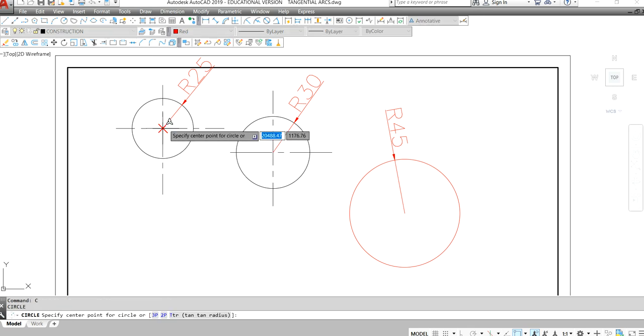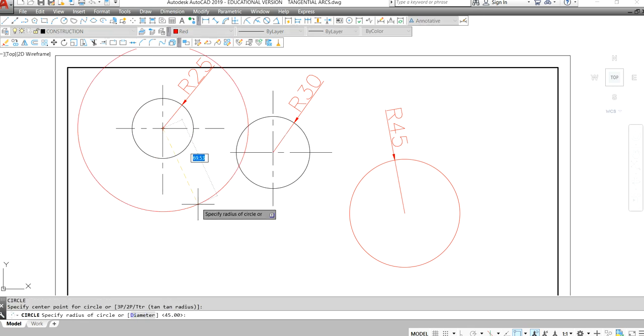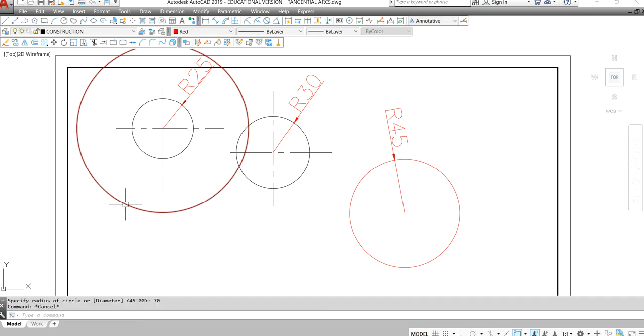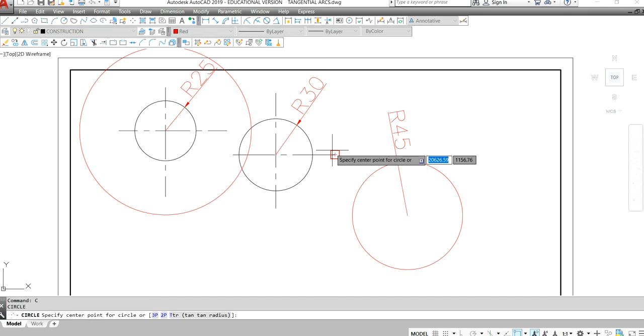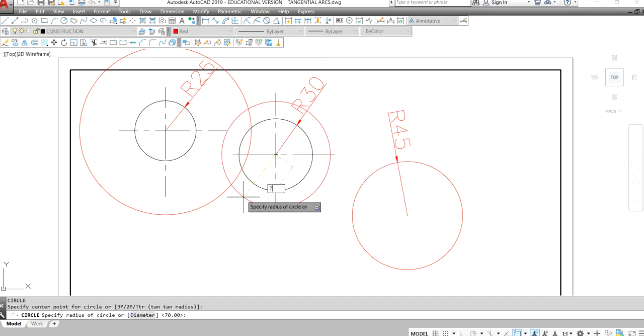So from the center, I'm gonna open compass 70 radius. Since I'm working with a computer, I did a full circle. In your case, you just do an arc over here. Next step, the relation of the circle of 45 with the 30 is again addition. So 45 plus 30, 75 radius. So from here, I'm gonna open 75.